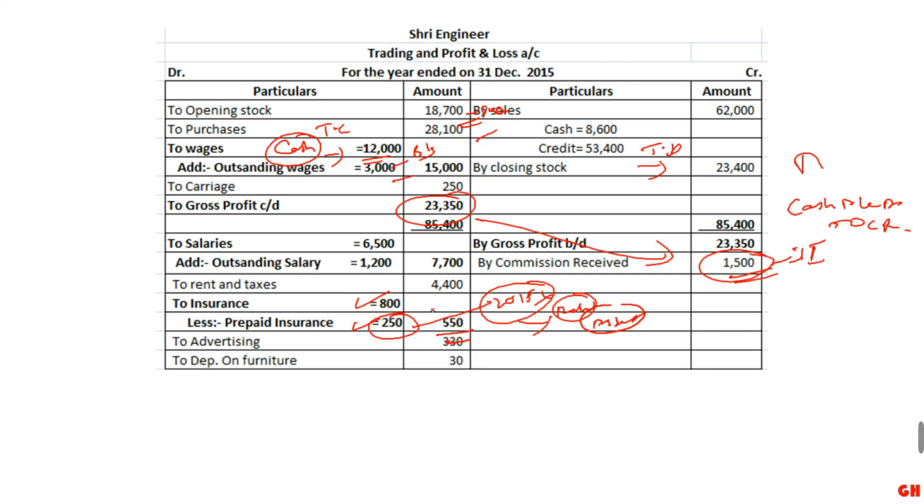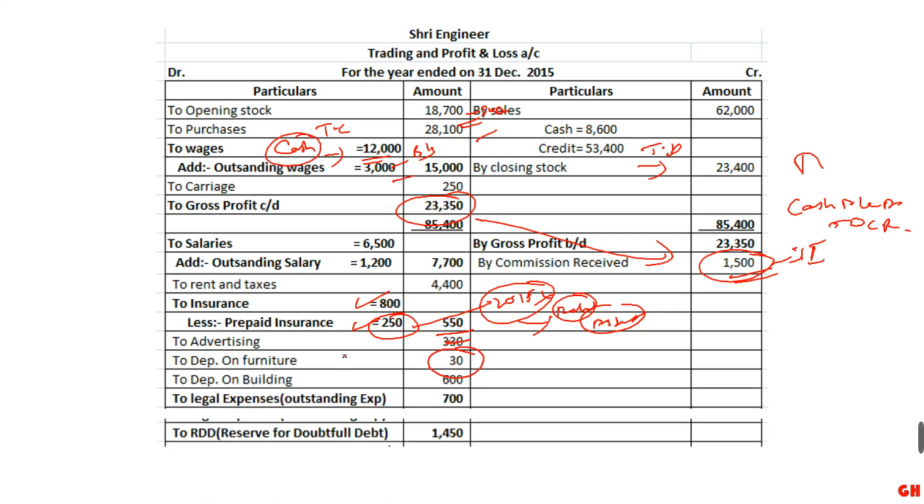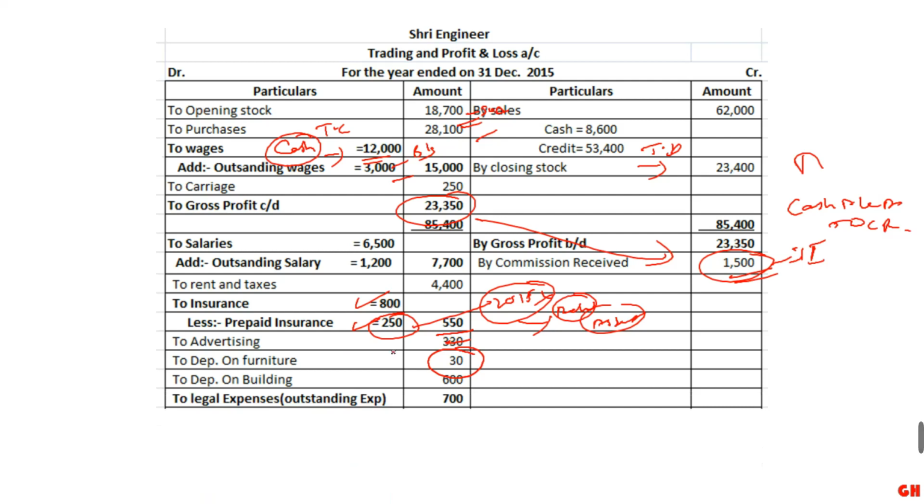Advertisement 330. Depreciation is 30 rupees for furniture. I will show you how to calculate depreciation in the balance sheet. Then depreciation on building is 600. That also I will show you. Legal expenses are an outstanding amount, payable.